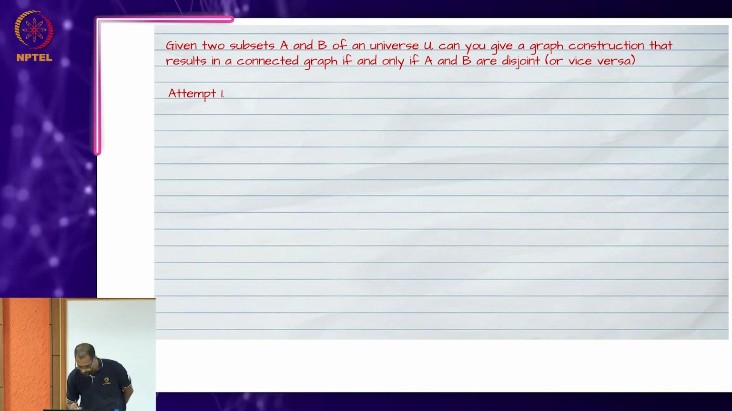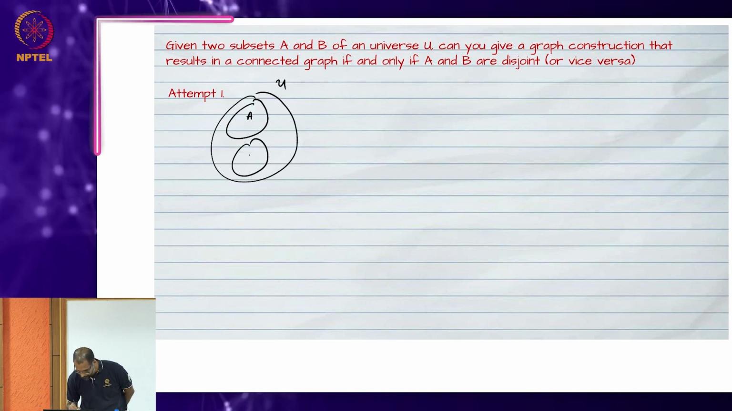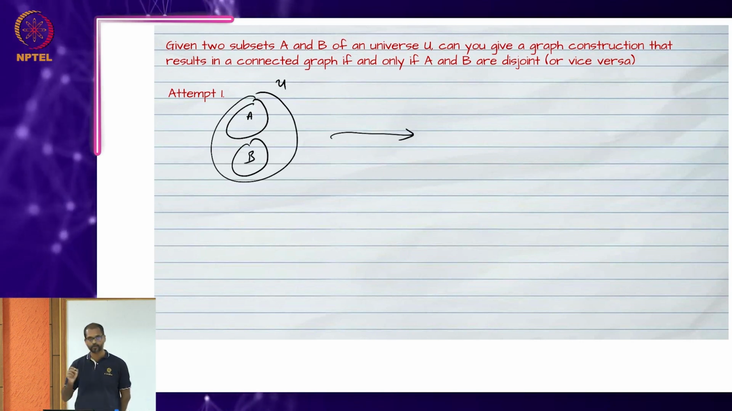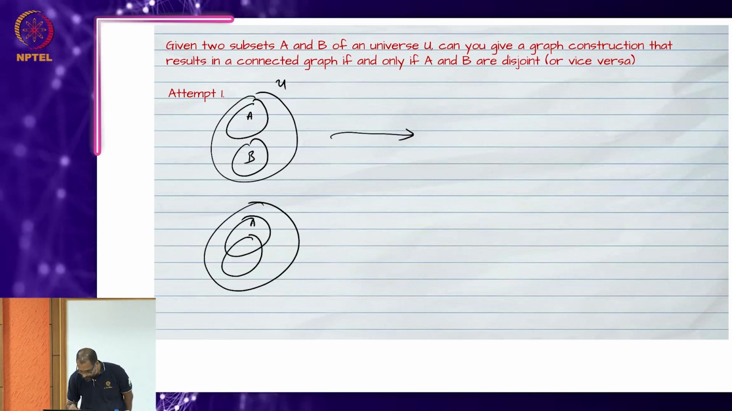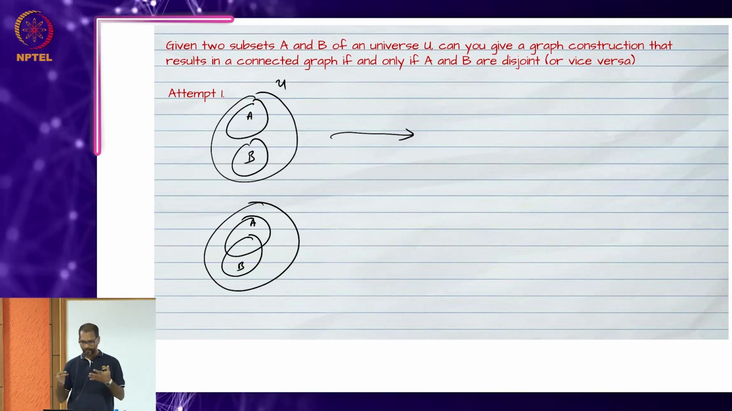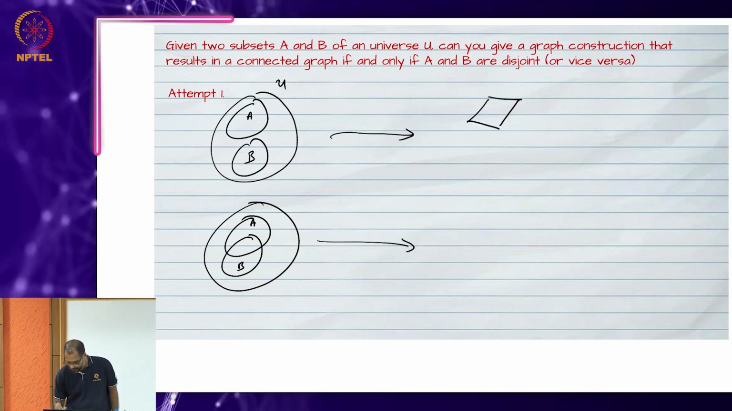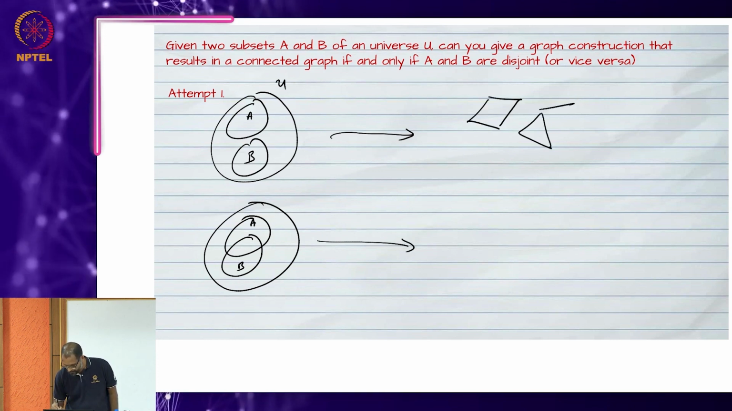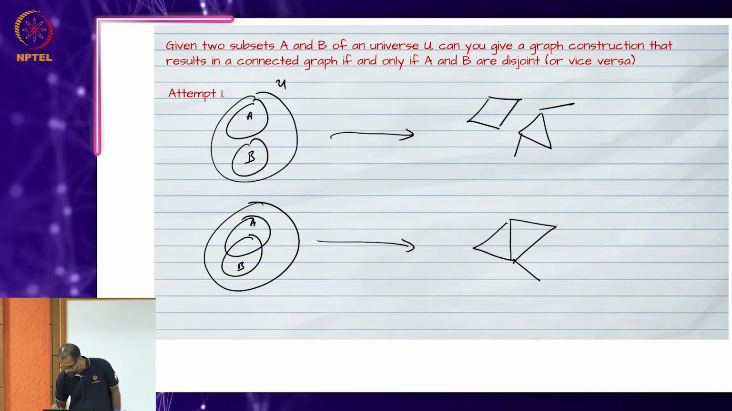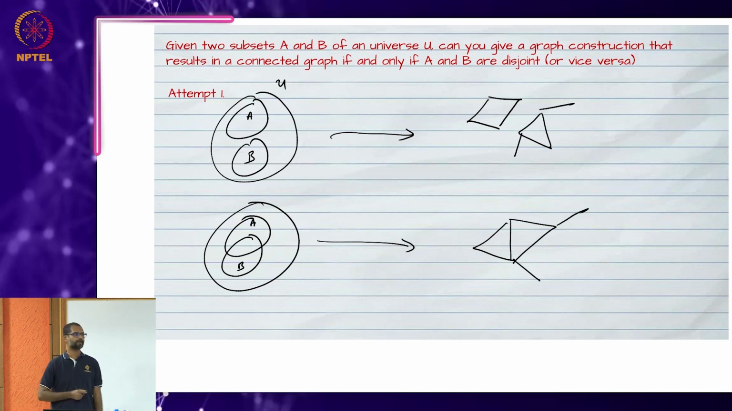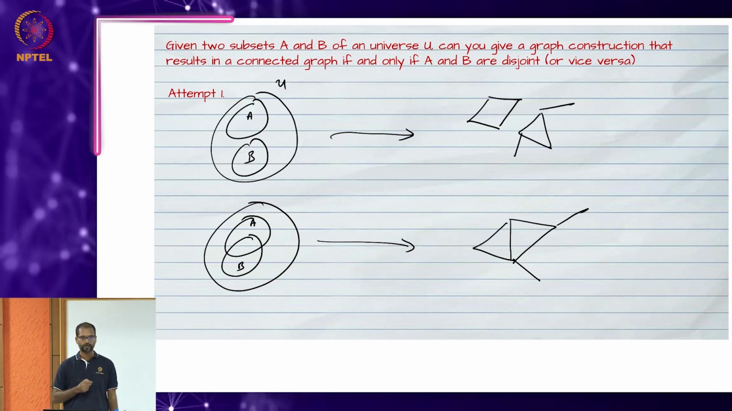Okay, so you have a universe U, you have two sets, say A and B, and there should be some procedure. The procedure should be common. I am going to draw two cases, but the procedure should be common in both cases, whether A and B are disjoint or not. You should have some way of constructing a graph, so that in this case the graph that you construct is disconnected, whereas in this case the graph that you construct is connected. Bingo, very good.